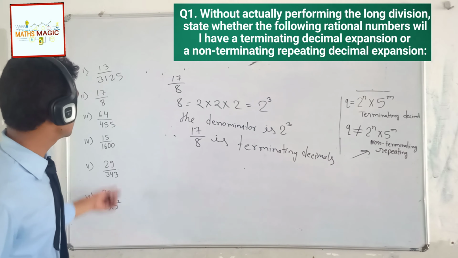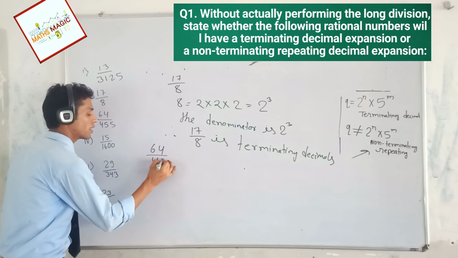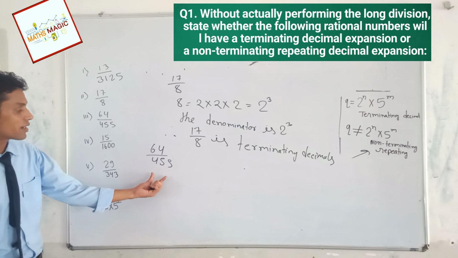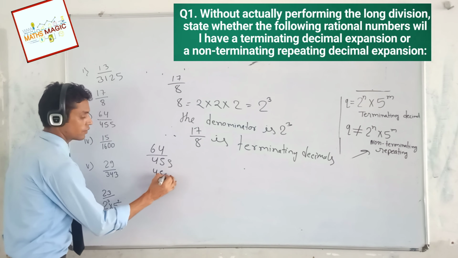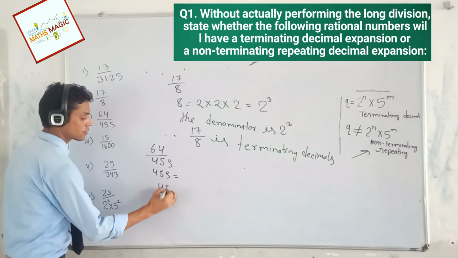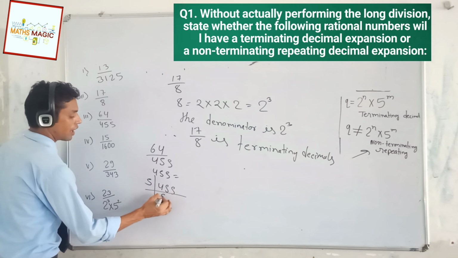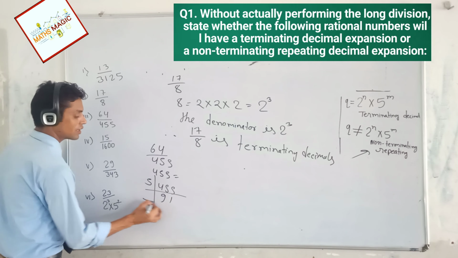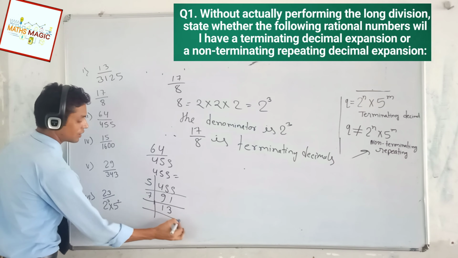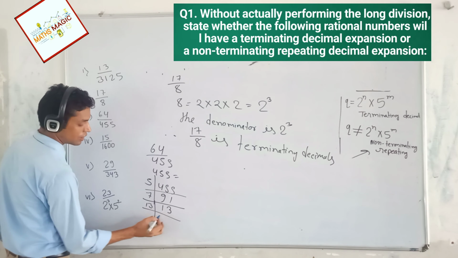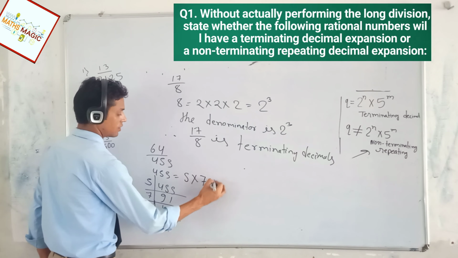Now question number 3 is 64 by 455. We need the factors of 455. So let's find the factors of this. We use the division method. 455 divided by 5 is 91, then 7 times 13 is 91, and 13 divided by 13 is 1. So the factors are 5, 7 and 13.